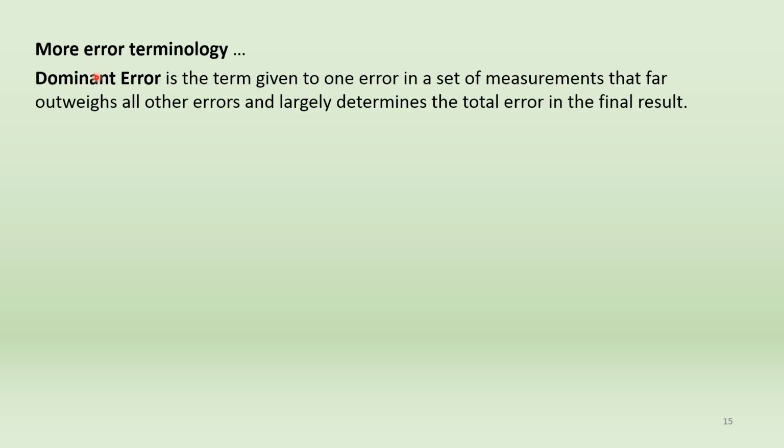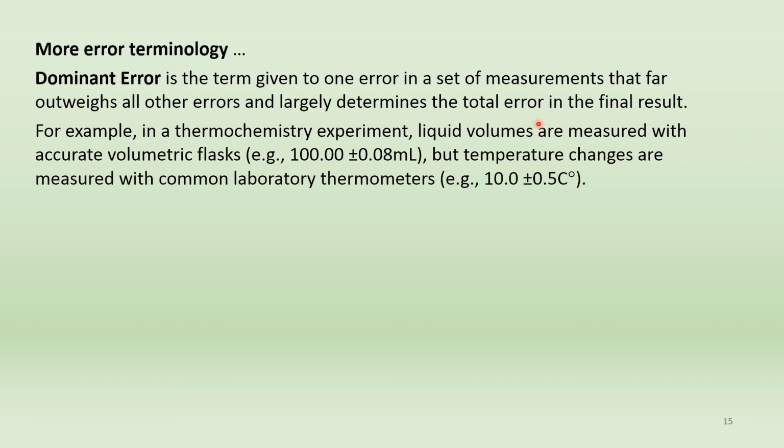Just two more error terms. Dominant error is the term given to one error in a set of measurements that far outweighs all other errors and largely determines the total error in the final result. For example, in a thermochemistry experiment, liquid volumes are measured with accurate volumetric flasks, such as 100 mL plus or minus 0.08 mL. That's only 0.08% error.